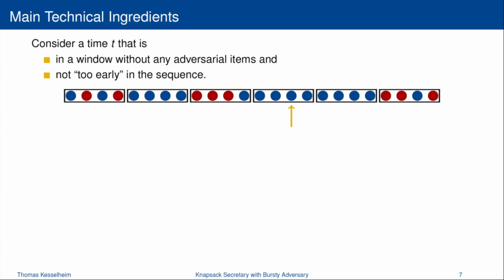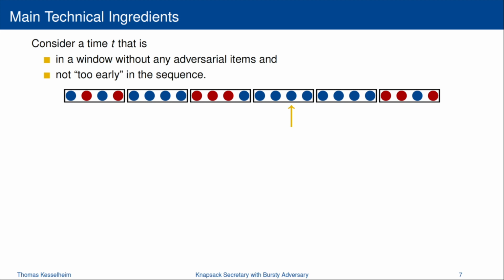So, having spent quite some time now introducing the model and explaining the algorithm, this leaves me unfortunately only with very little time talking about the main part of our paper, which is proving this theorem and this way analyzing the algorithm. But let me try to give you a few high-level ideas of what we're doing there. To this end, consider a time t that is in a window without any adversarial items, meaning this is a random order round that we're now talking about, and it is not too early in the sequence.